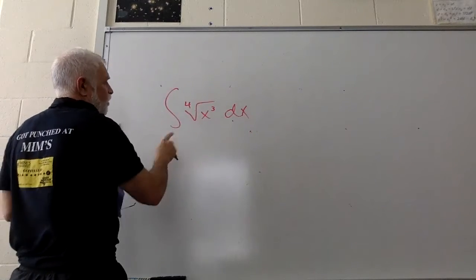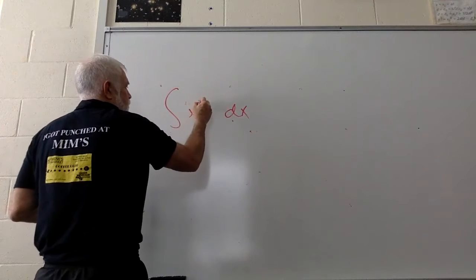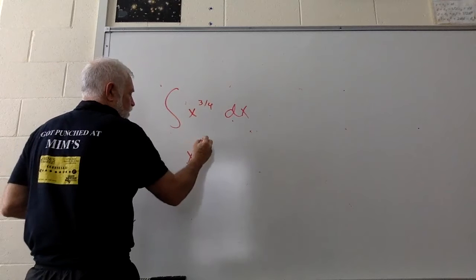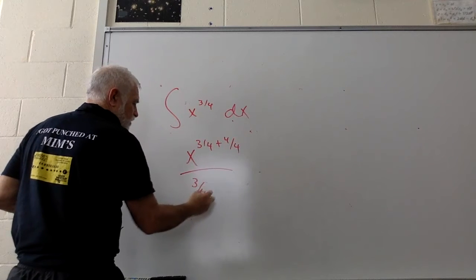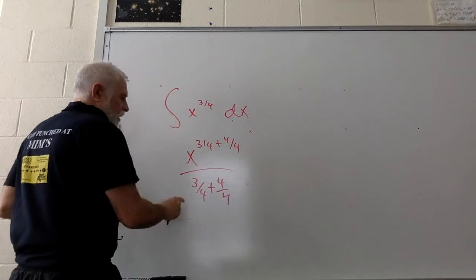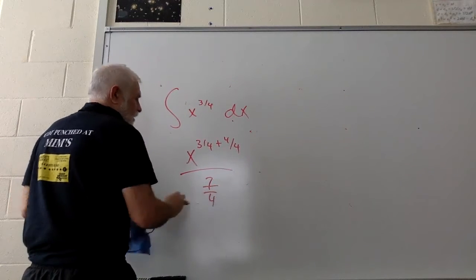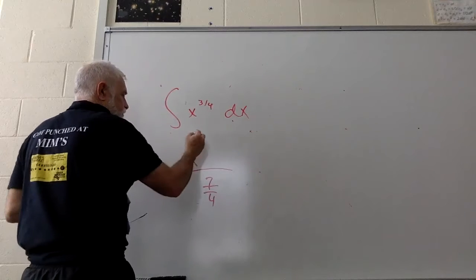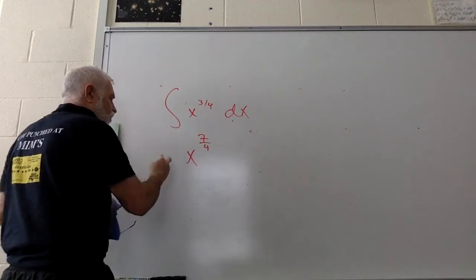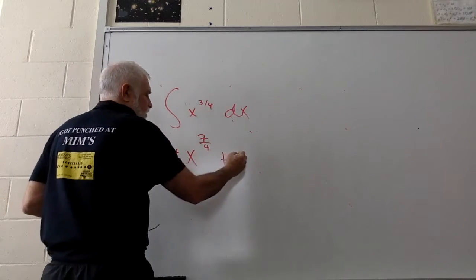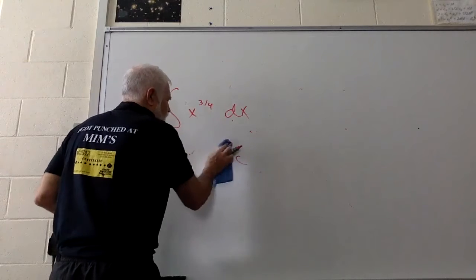So first step is to rewrite this as x to the 3/4. Then we've got x to the 3/4 plus 4/4 divided by 3/4 plus 4/4. 3/4 plus 4/4 is 7/4, which is what this is. Dividing by 7/4 is the same thing as multiplying by 4/7, plus c. I think I've done three problems.